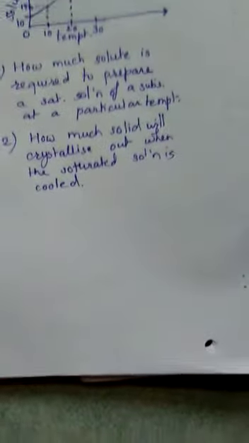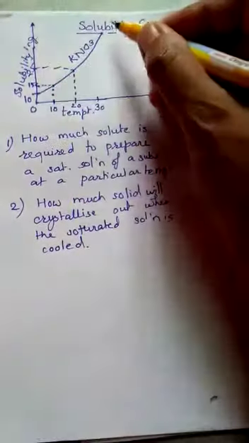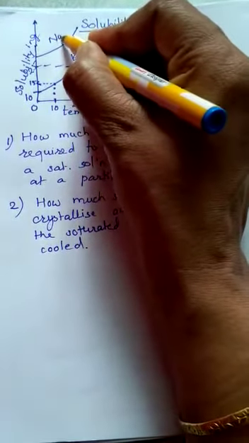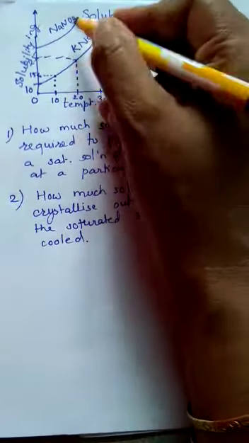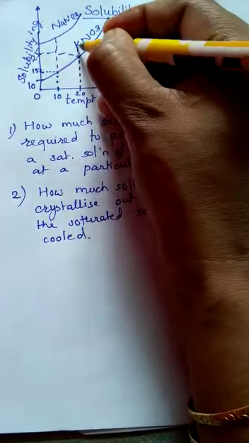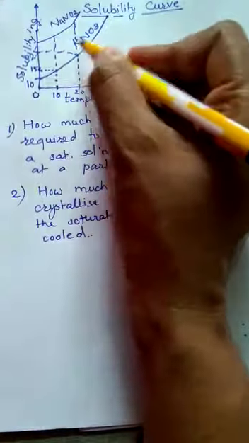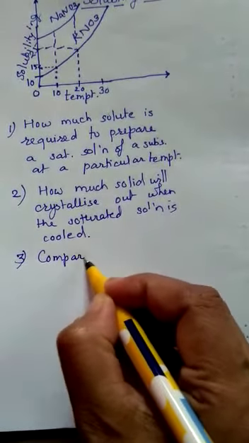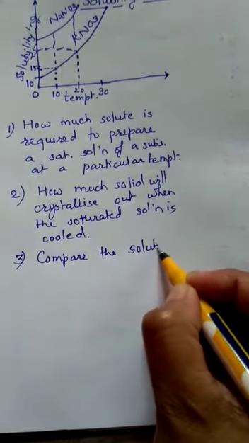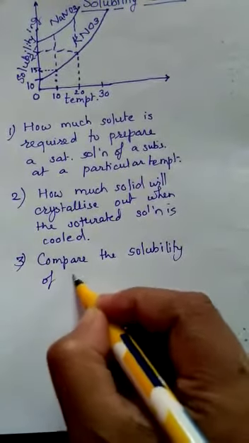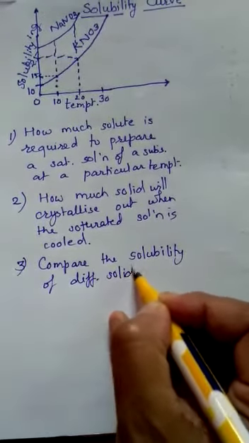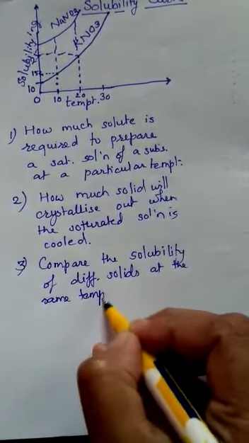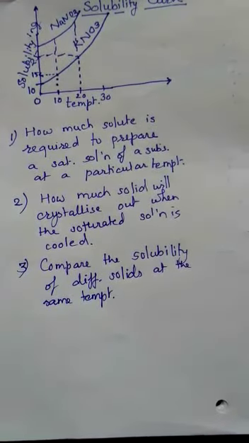Then say if you have the solubility curve of KNO3 and you also have the solubility curve of sodium nitrate, now you can compare the solubilities of potassium nitrate and sodium nitrate at a given temperature. By seeing the two curves, we can compare the solubility of different solids at the same temperature. Okay, so these are the applications of the solubility curve.